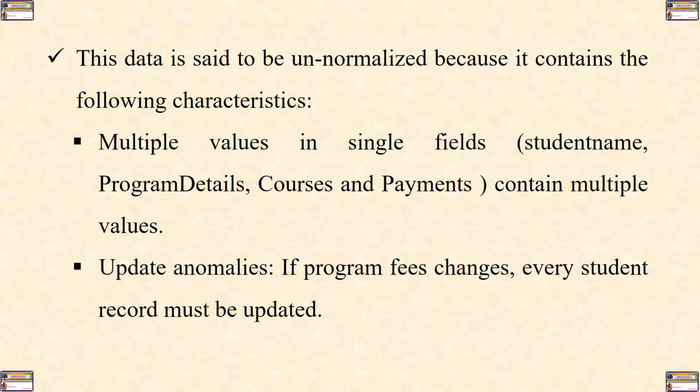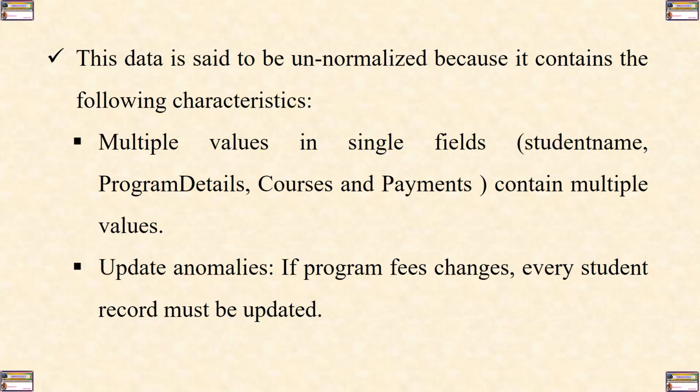In addition, data is said to be unnormalized if, when you make a slight change in one area, it might not be in tandem with the rest of the areas. So it causes what we call update anomalies. For example, if the program fee changes, every student record must be updated. And this has to be done one at a time. Why?